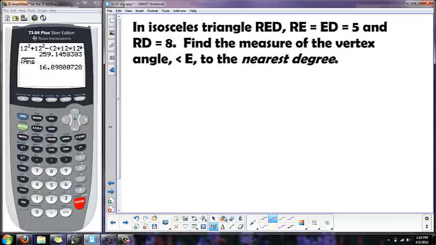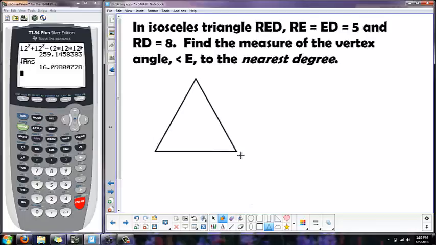Another isosceles triangle. In isosceles triangle RED.